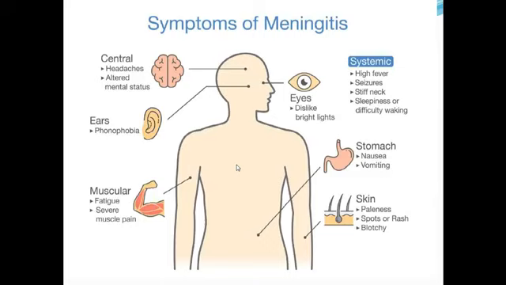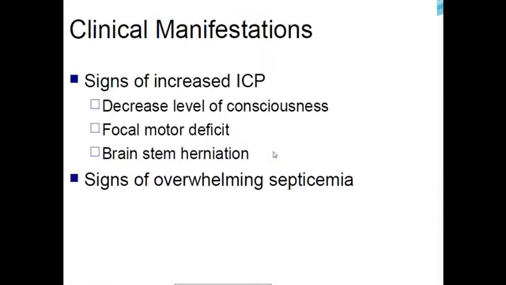If we gather all of the clinical signs and symptoms in a slide, if we look at this here: central nervous system, headache, altered mental status; ear, phonophobia; eye, photophobia, that is dislike of bright lights; and muscular fatigue, severe muscle pain. In the stomach, there will be nausea and vomiting. And systemically, there will be high fever, seizure, neck stiffness, sleepiness, or difficulty waking. If you examine the skin, we'll find spots or rash, blotches. These are rare manifestations, and raised endocrine fissures and signs of overwhelming septicemia may develop.